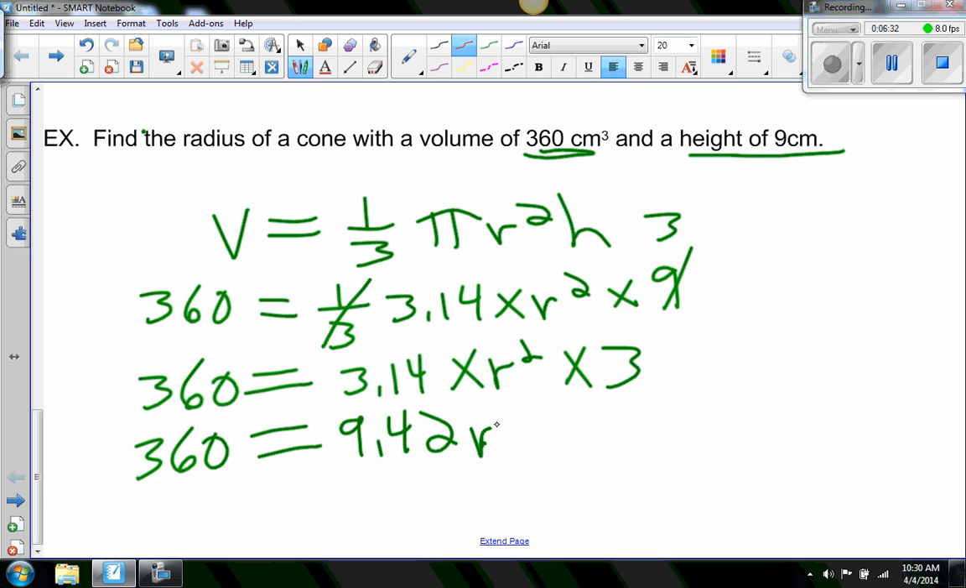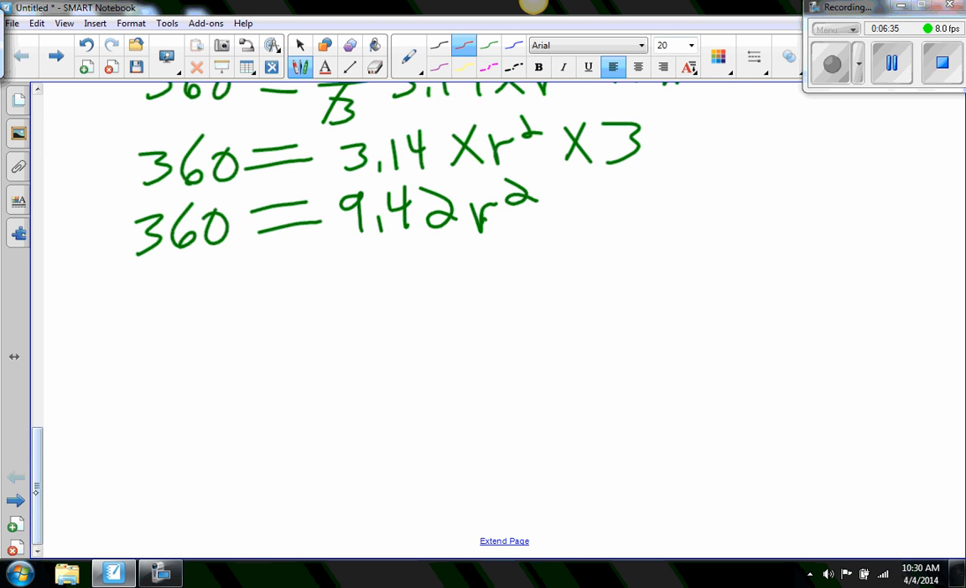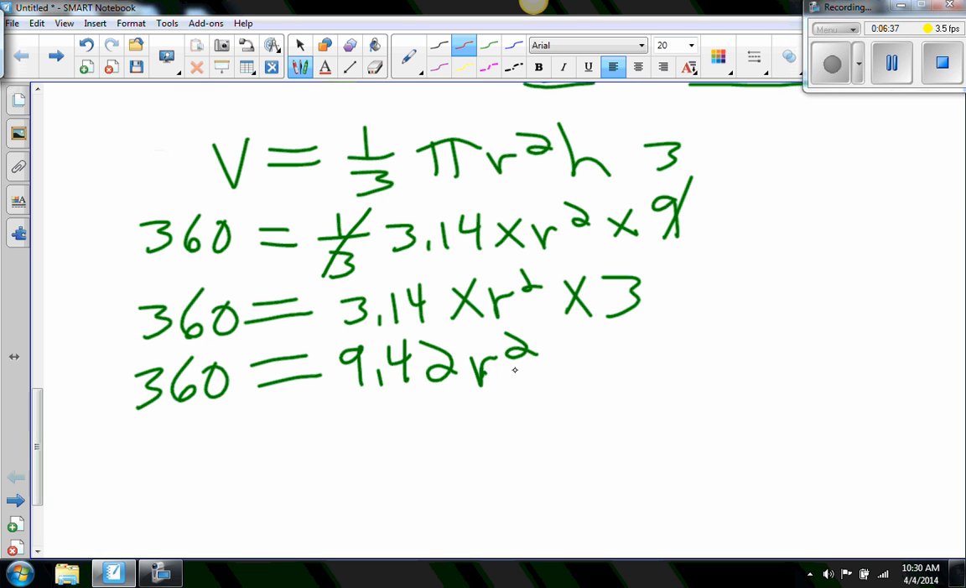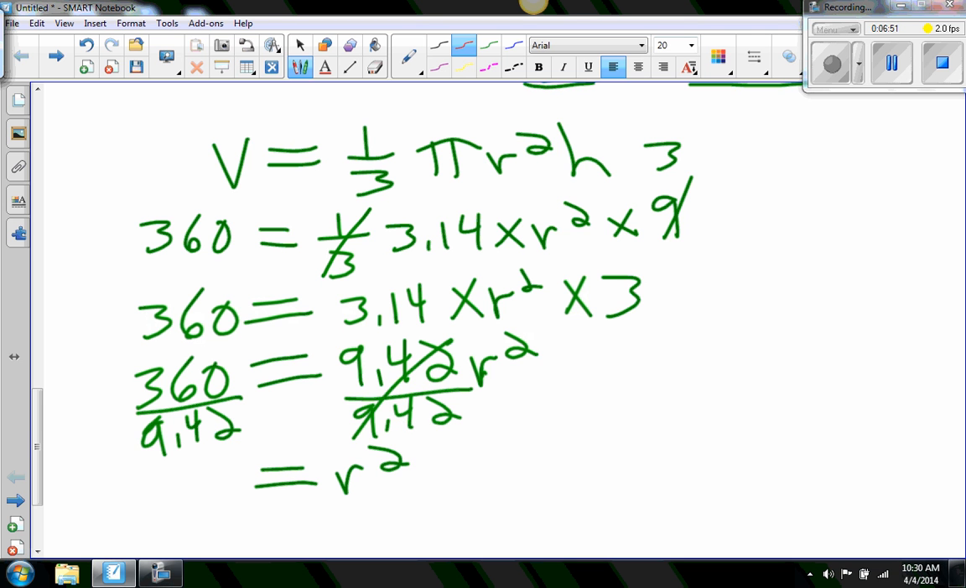And then I still have this r squared here that I need to deal with. And so how do I get the r squared by itself? Right now it says 9.42 times r squared. So then you do the opposite. Divide by 9.42. And that's going to equal r squared. So 360 divided by 9.42 is 38. I'm just going to round it because it keeps going. 38.2.